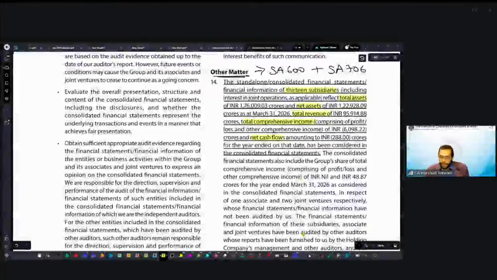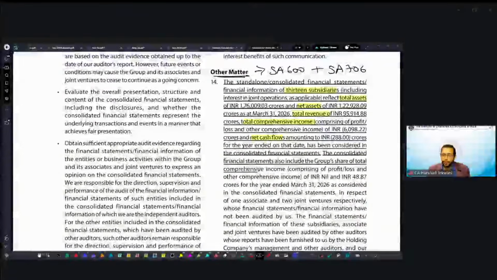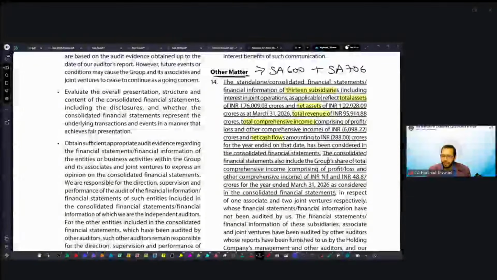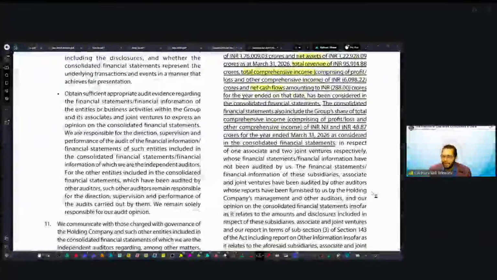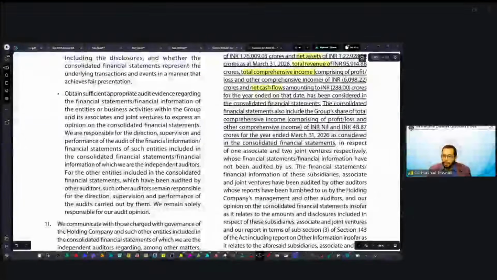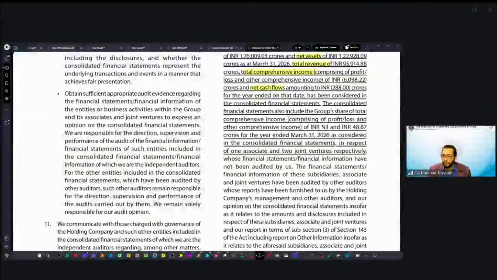Okay, then we will read further. The consolidated financial statement also includes group share of total comprehensive income of this much amount, which is nil, and this many crores for the year ended, as considered in the consolidated financial statement. So group share of total comprehensive income is there in respect of one associate and two joint ventures respectively, whose financial information have not been audited by us.